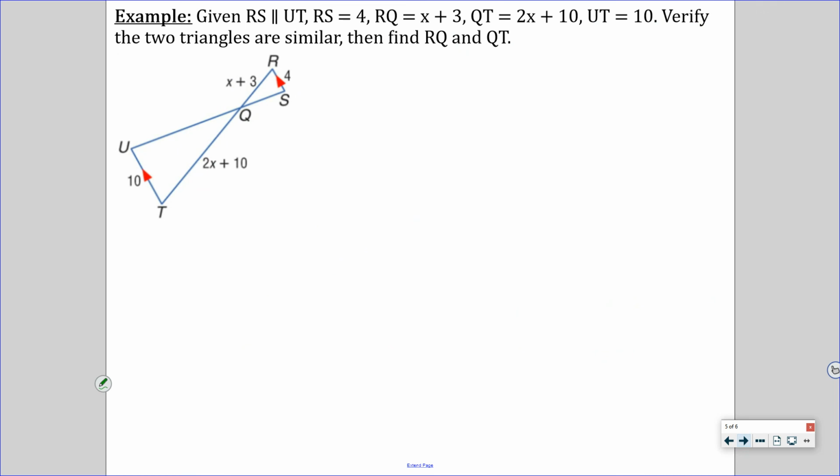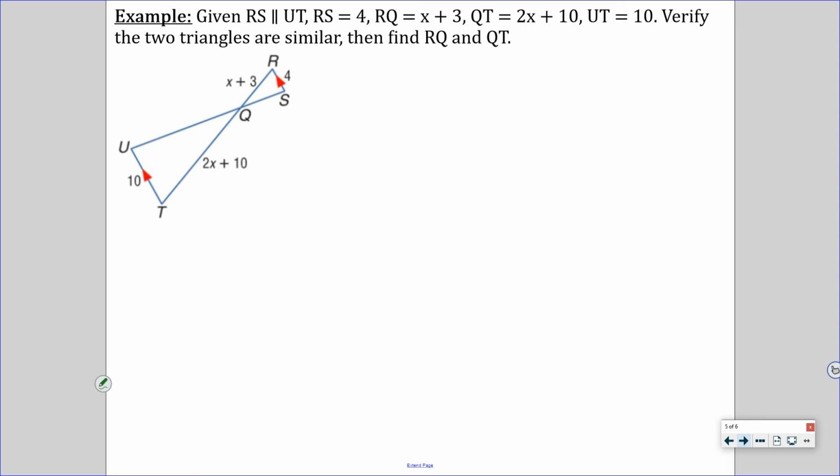Given RS is parallel to UT, which is marked on our figure with the arrows. RS is 4, RQ is x plus 3, QT is 2x plus 10, and UT is 10. All that's marked for us. Verify the two triangles are similar. Then find RQ and QT.